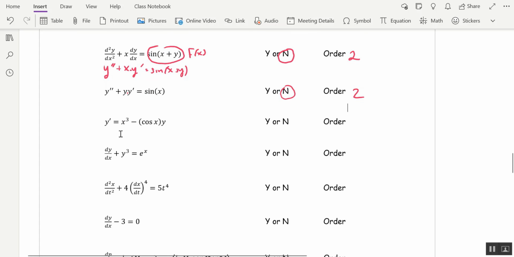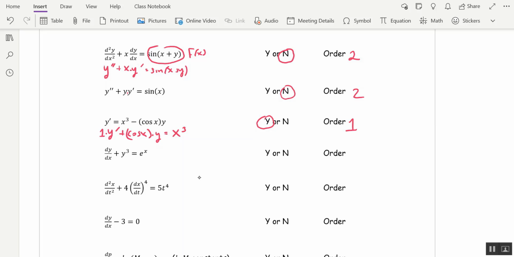Okay, next one. It is linear. You're allowed to write things on different sides of the equal sign, but if I wanted to write it in the format at the top of the page, I'd write y prime plus cos x times y equals x cubed. So that's fine. The coefficients of the y and all the derivatives are 1 and cos x, so those are functions of x, that's fine. And then my driving function is a function of x, so that's a linear differential equation. And that's got order 1.